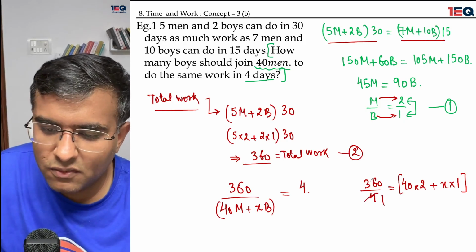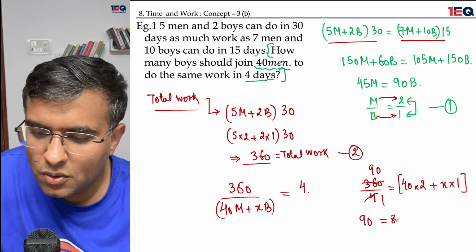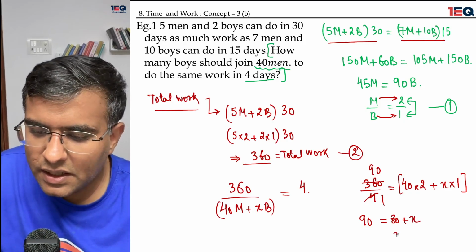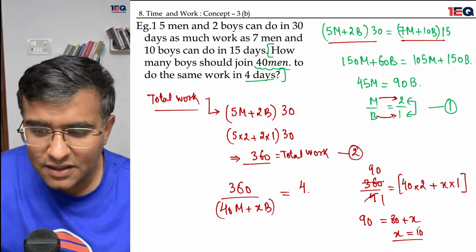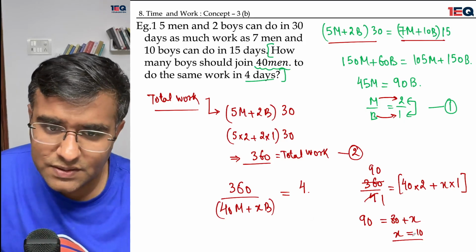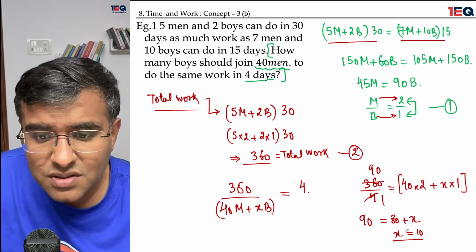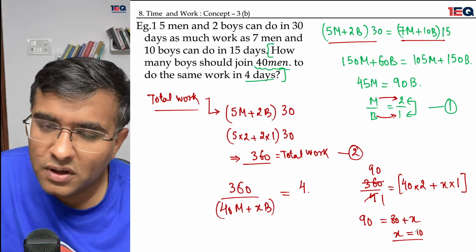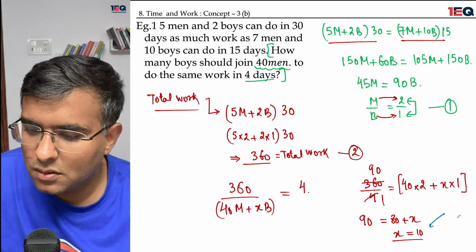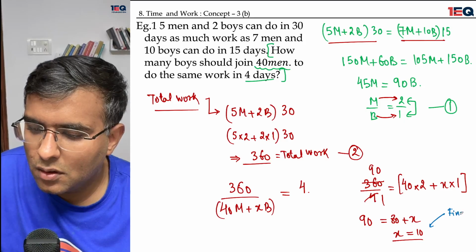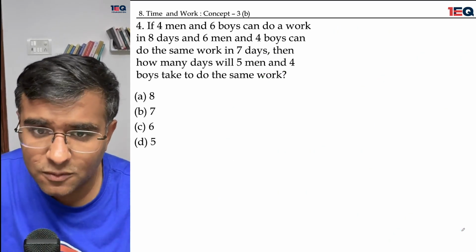So 4 ones are 4, 4 nineties are 360. So I have 90 being equal to 80 plus X, and X being equal to 10. This clearly means that 10 boys are required to work with 40 men to finish the same job in 4 days. Okay, this is my final answer. Good enough? Let's move on.